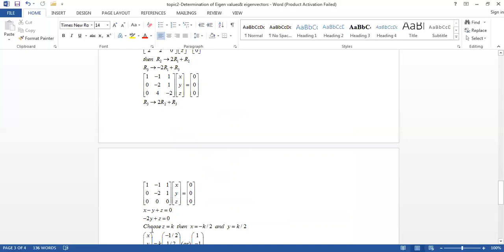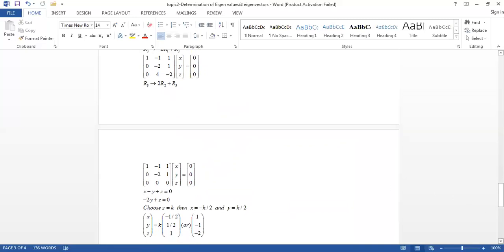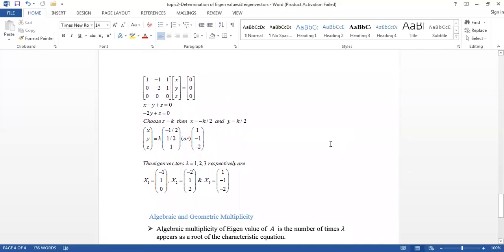So x minus y plus z equals 0, and minus 2y plus z equals 0. The rank is 2. Again we have to assign an arbitrary value for one variable. Choose z equals k, then x equals minus k by 2 and y equals k by 2. So the eigenvector is (1, minus 1, minus 2). Now the eigenvectors corresponding to eigenvalues lambda equals 1, 2, 3 are: first eigenvector X1 equals (minus 1, 1, 0), second eigenvector is (minus 2, 1, 0), third eigenvector is (1, minus 1, minus 2). So this is the computation of eigenvalues and eigenvectors.